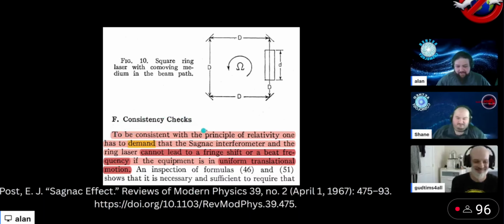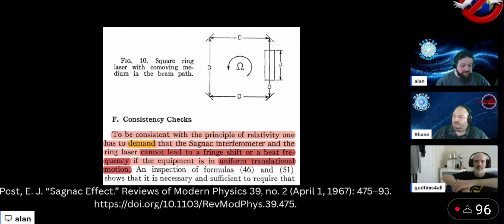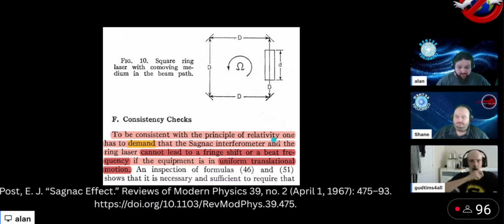So to be consistent with the principle of relativity, which is that the constancy of the speed of light and all inertial frames are equally valid. So the inertial frames in this situation would be the light source and the detector, which are at a fixed point. There's no relative motion between them as they rotate on the apparatus. One has to demand that the Sagnac interferometer and the ring laser, shout out to Bob, cannot lead to a fringe or a beat frequency if the equipment is in uniform translational motion. And uniform translational motion can be defined by being in rotation at a fixed constant speed, right?